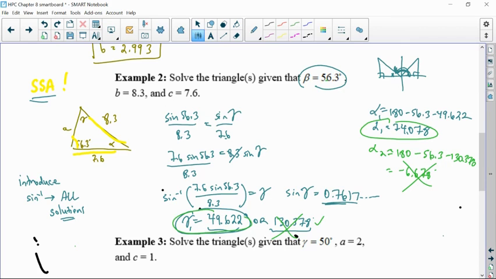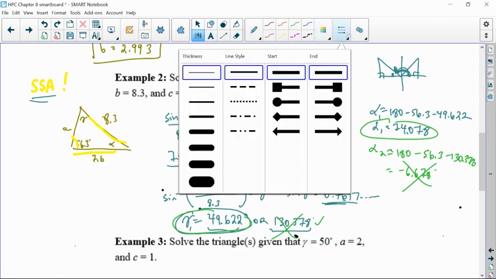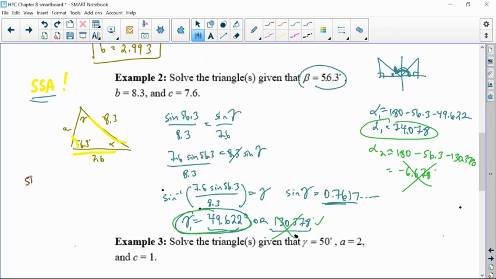So when I find side A, let's erase this over here. Let's go ahead and set up our ratio to solve for A. The sine of alpha, which we just got, was 74.078, divided by A is equal to, and I'll just stick with the sine of 56.3 divided by 8.3. And so we cross multiply.